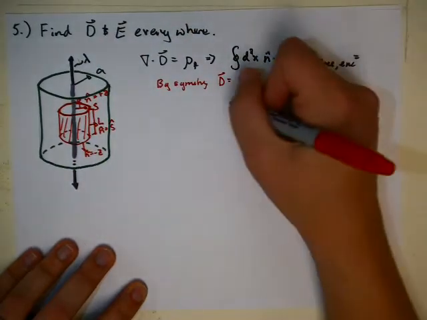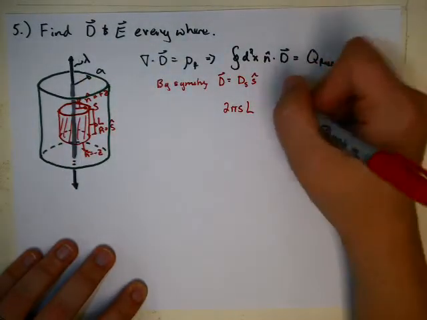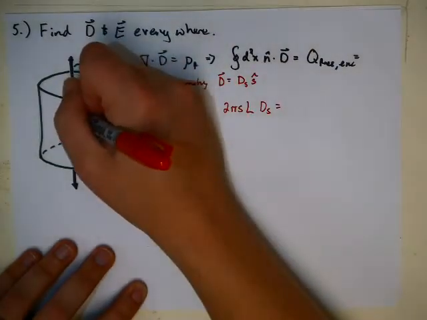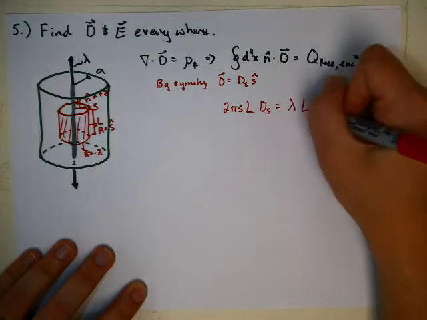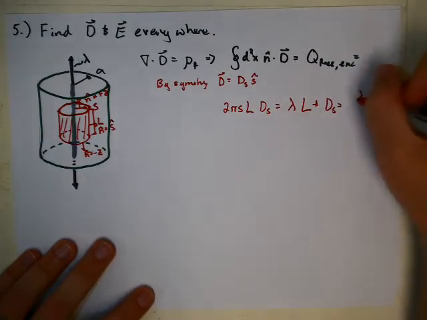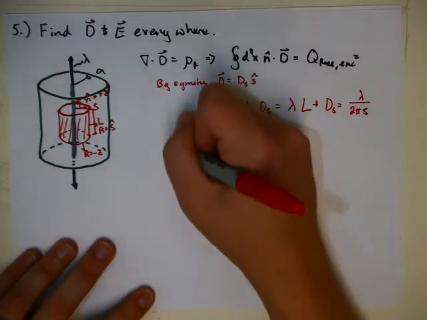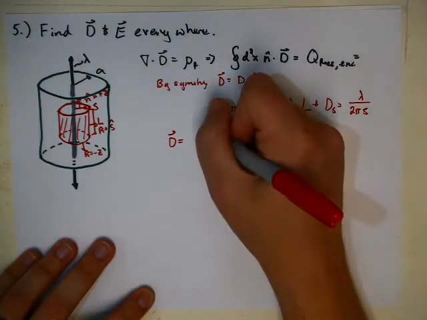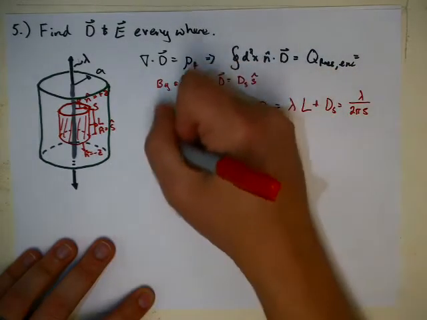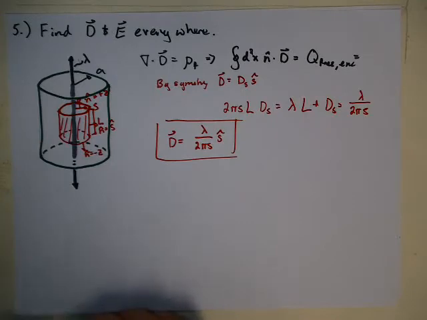When I write that down, that's 2 pi s L, the surface area of the side of that cylinder, times this D sub s. This has to be equal to the charge enclosed. The charge enclosed is simply the linear charge density times L, so it's lambda times L. This is a trivial thing to solve. It says D sub s is equal to lambda over 2 pi s, and so our displacement vector is lambda over 2 pi s times s hat. And this is true everywhere.